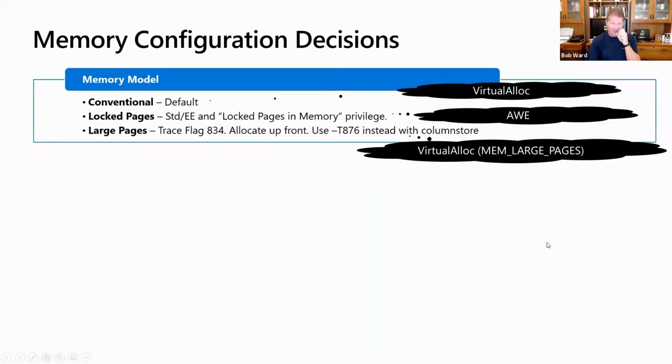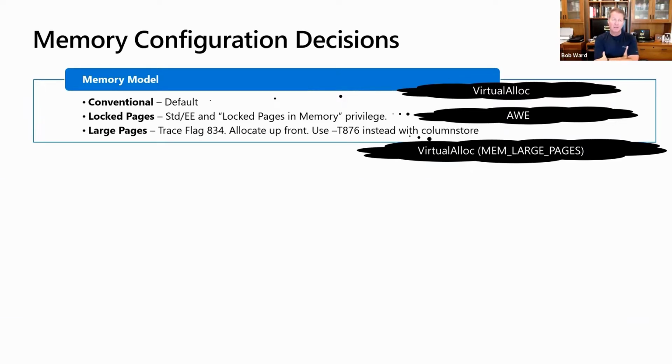So number one, there's something called a memory model. This is not an option you pick at setup with a checkbox. The default is called the conventional memory model. That's the default behavior of SQL Server when you install it. We are going to use the VirtualAlloc APIs from Windows to make that work.